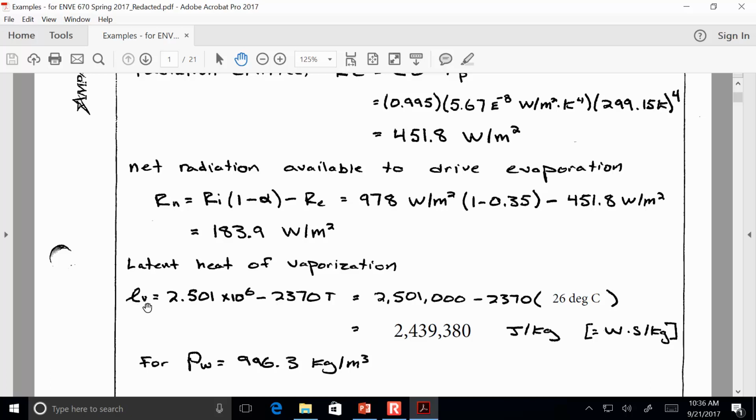So then the latent heat of vaporization is saying, based on the temperature of the water, it's going to take us 2,439,380 joules per kilogram. And then here in the margins, I make the note that the units are equal to watt-seconds per kilogram, just because if we want to look at how the units cancel out later. Any questions so far?